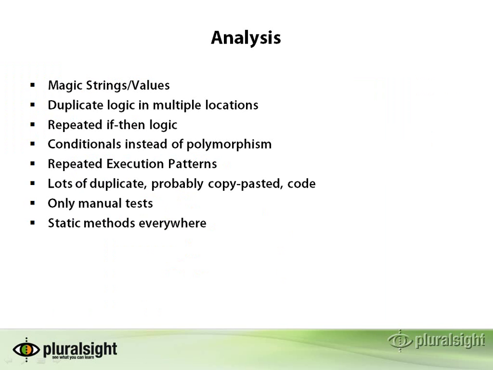The first one is the use of many magic strings or values throughout the code, followed by duplicate logic showing up in many different locations. There's repeated if-then logic in some branches of the code, as well as the use of conditionals instead of polymorphism. There are some repeated execution patterns where the same couple of lines or several lines of code are executed with some slight variation over and over again. And there's a lot of duplicate, most likely copy-pasted code that we can probably find with an automated tool and clean up. We have only manual tests in the code at the moment, and there are a lot of static methods which we'll see can also prove to be problematic.